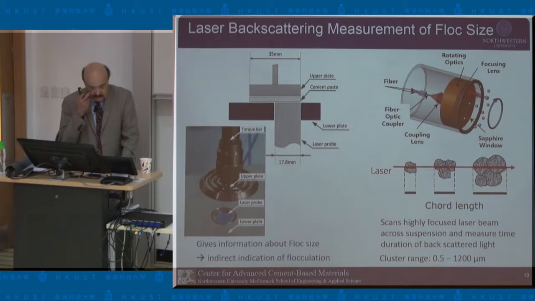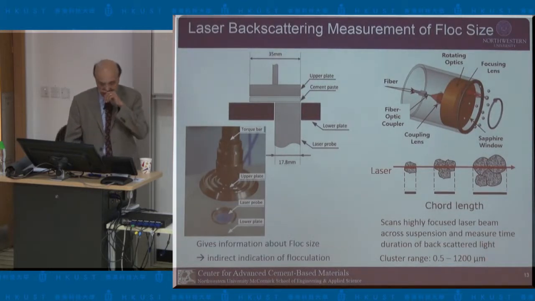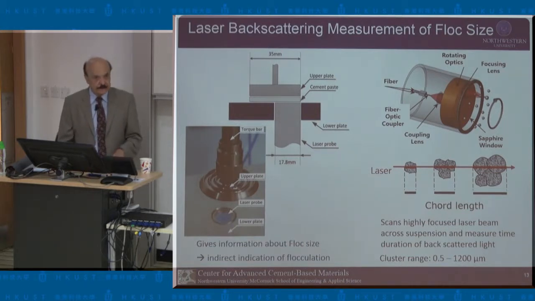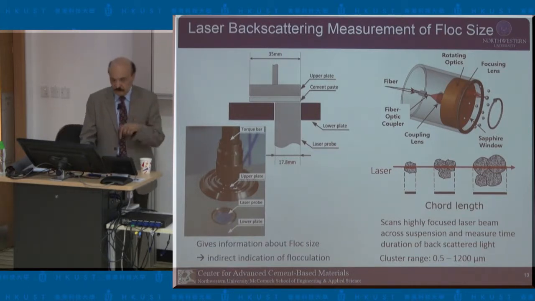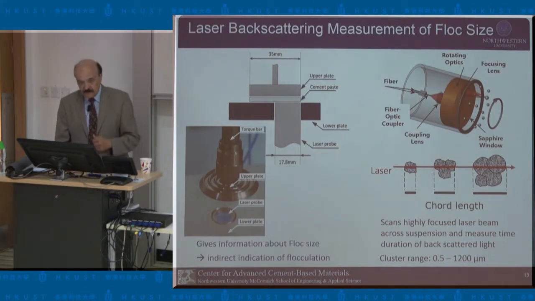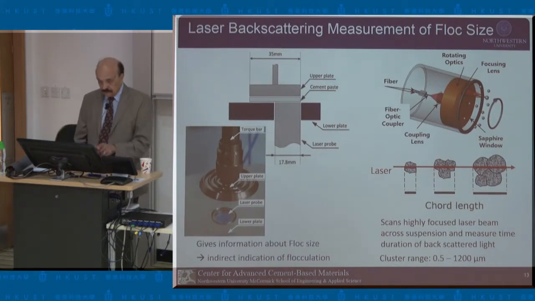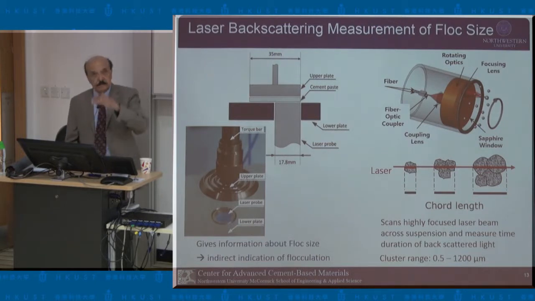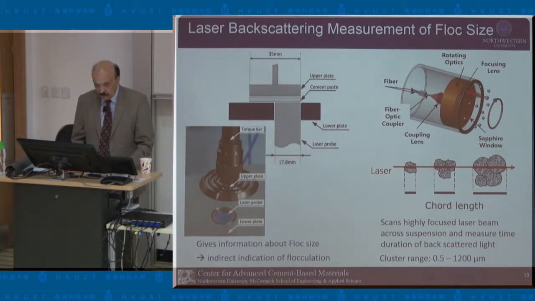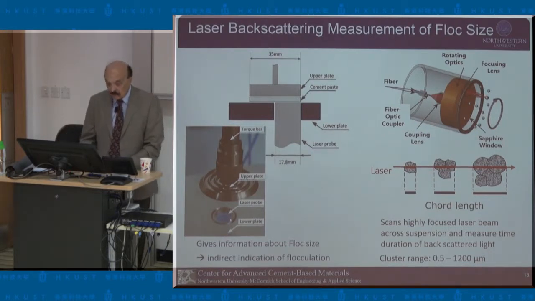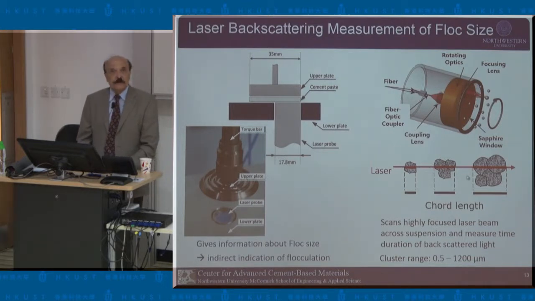Another interesting work that we are doing, and actually, I don't know whether you know Professor Jae-hong Kim. He did work at Northwestern now. So he bought this equipment a few years ago, and it's a parallel plate rheometer, but here it has a window, and through the window, a focused laser beam is shone, and what you measure here is the backscatter light, so you measure chord length.